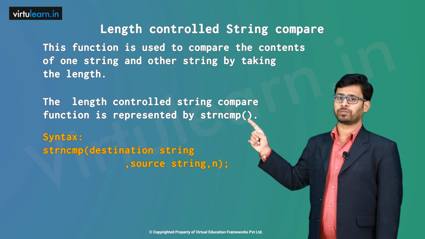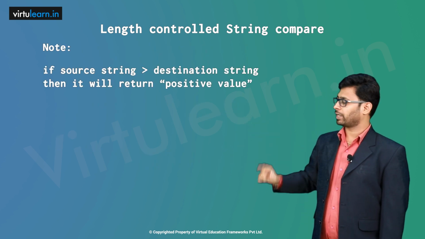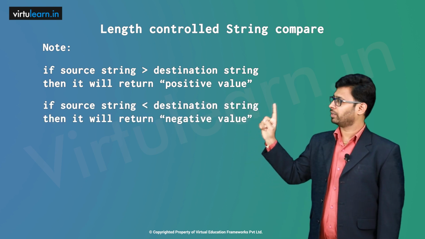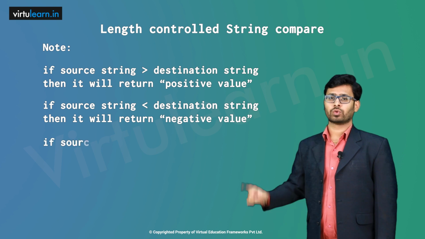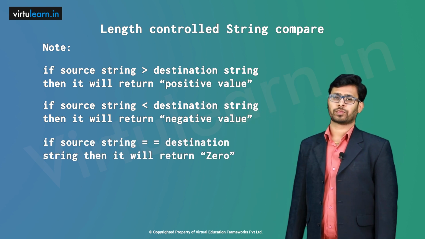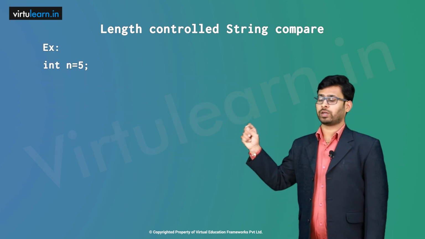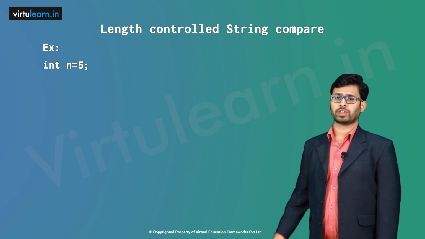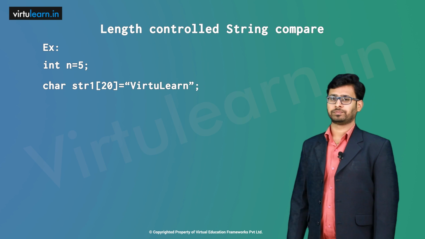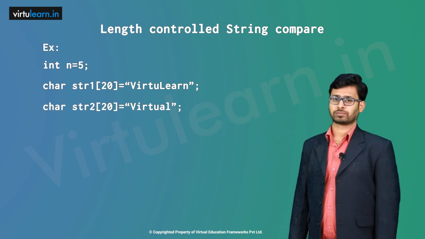The same rule applies: if the source string is greater than the destination string, then it will return a positive value. If the source string is less than the destination string, then it will return a negative value. If the source string is double equal to the destination string, then it will return 0. Let us take the example over here. int n, n equal to 5. char str1 of size 20, which is equal to Virtulearn. char str2 of 20 is equal to virtual.